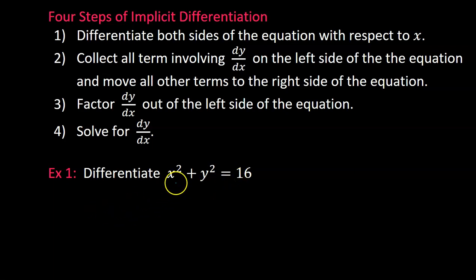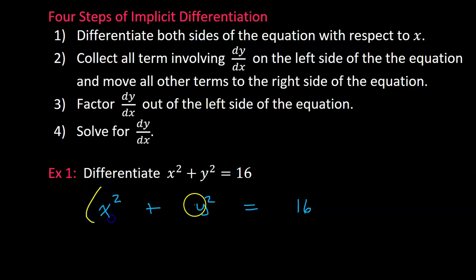So I'm just going to recopy this problem to sort of spread things out a little bit. So we've got x squared plus y squared is equal to 16. So we are supposed to differentiate both sides of the equation with respect to x. So I'm going to do d dx in front of each of these things.